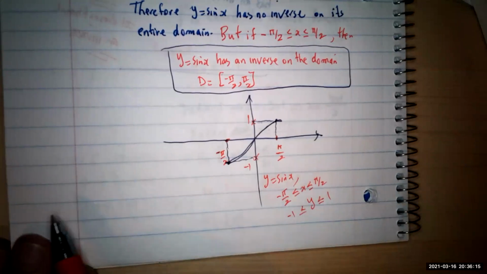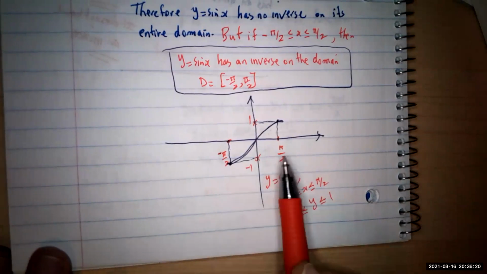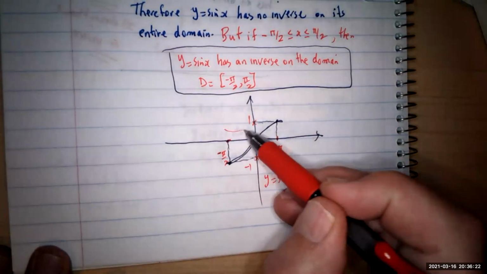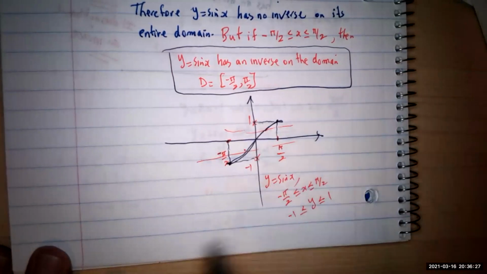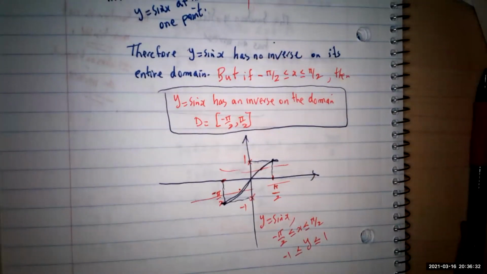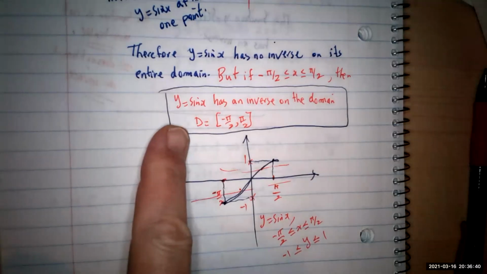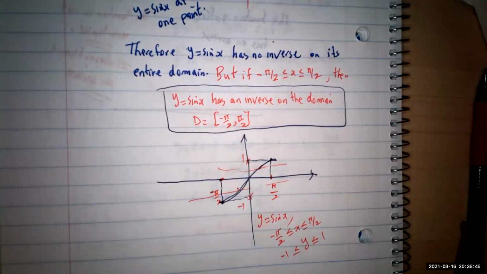You can draw as many horizontal lines as you like, and you never get more than 1 point. You see, a horizontal line intersects this graph at 1 point only. So that was just a preview to tell you how we're going to define the inverse of a sine function. If you give me a sine function with this property, then I can define the inverse trigonometric function. Any question?